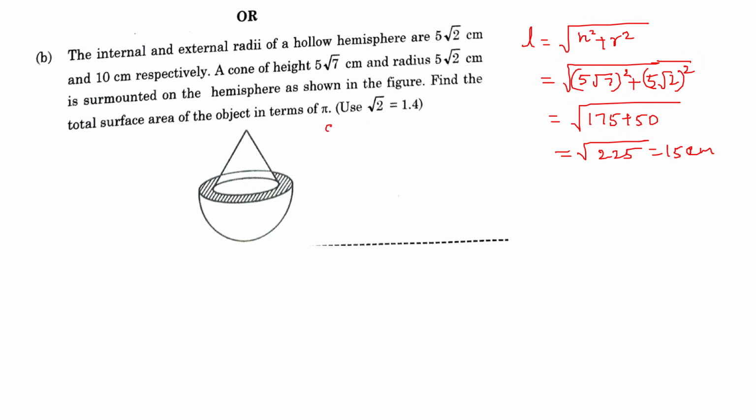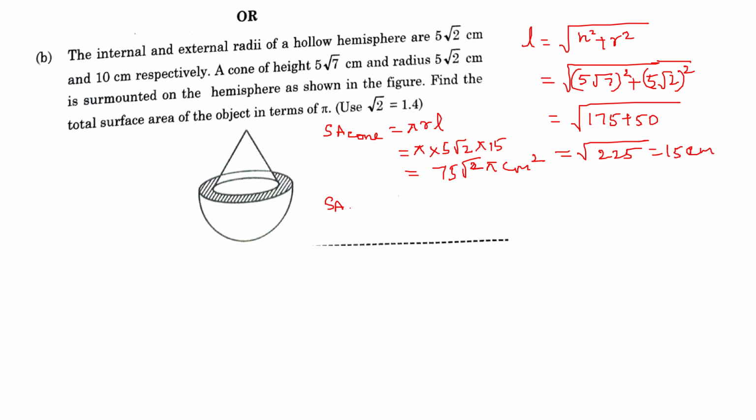So the surface area of the cone is pi r l. Pi will remain as it is because you have to give the answer in pi only. Radius is 5 root 2 and L is 15. So 15 into 5, 75 root 2 pi centimeter square is the surface area of the cone.